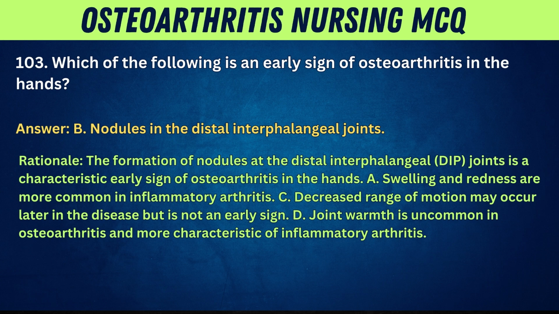Rationale: the formation of nodules at the distal interphalangeal (DIP) joints is a characteristic early sign of osteoarthritis in the hands. A. Swelling and redness are more common in inflammatory arthritis. C.